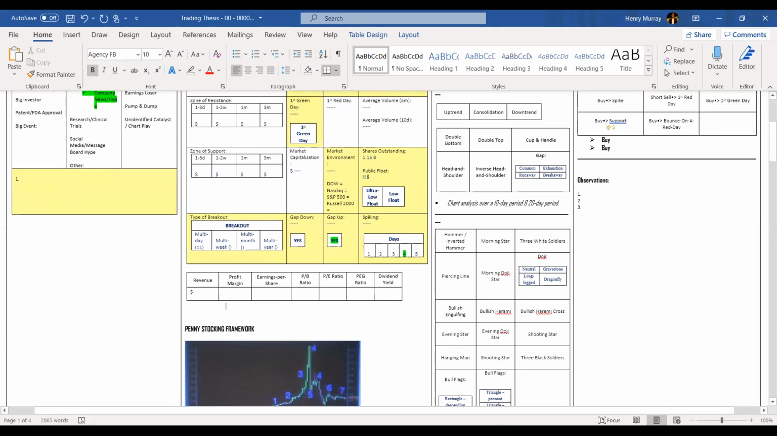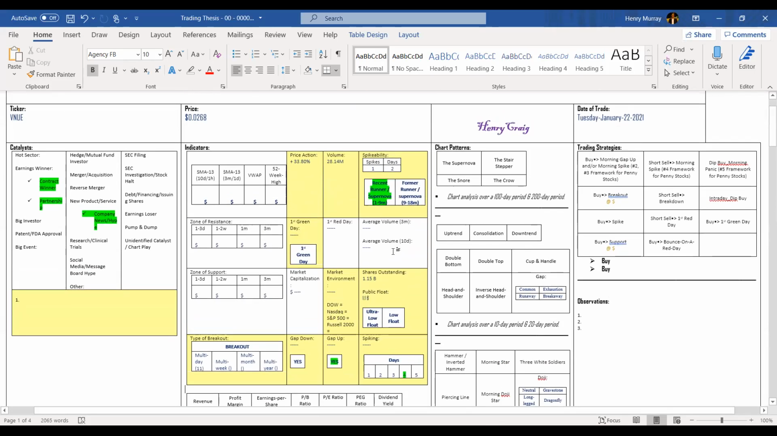As I've said, below that you have parameters for fundamental analysis: revenue, profit margin, earnings per share, and so forth. The next parameter we'll look at is chart patterns. Remember from the previous video, what did we determine that VNUE displays as a chart pattern over a year or 6 months? Was it the supernova? Was it the stair stepper? Was it the snore? Was it the crow?